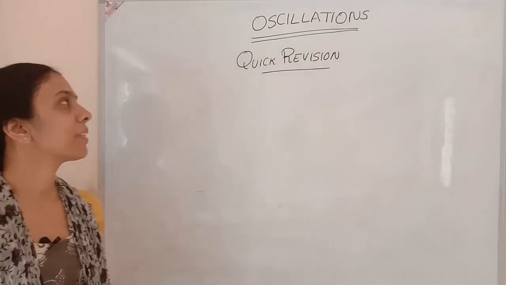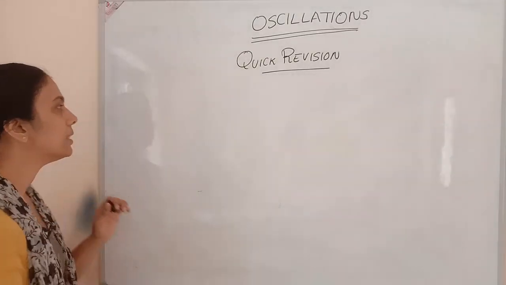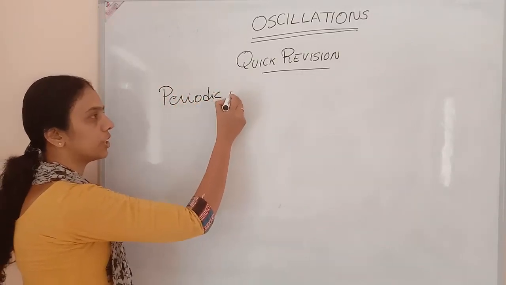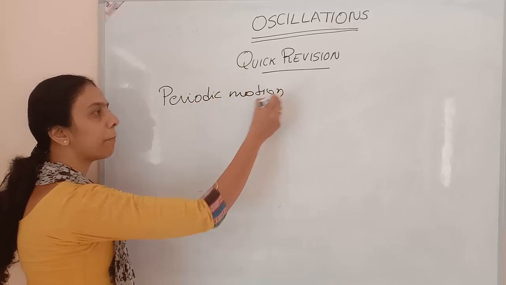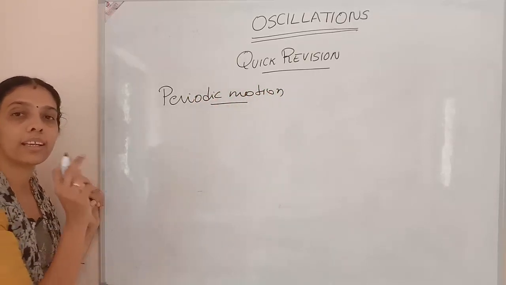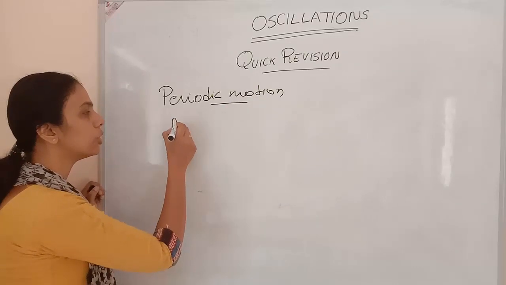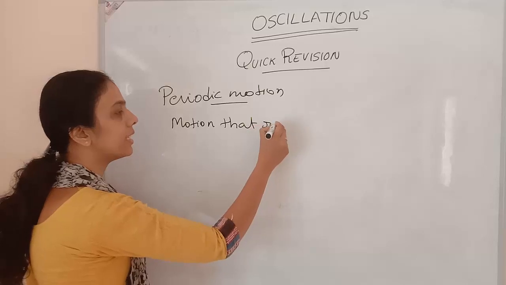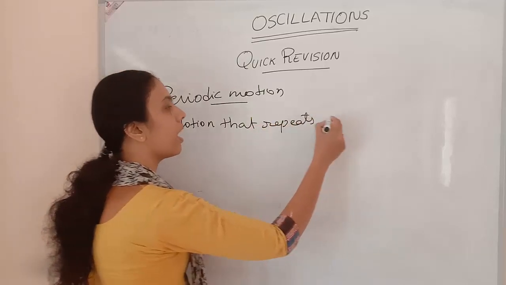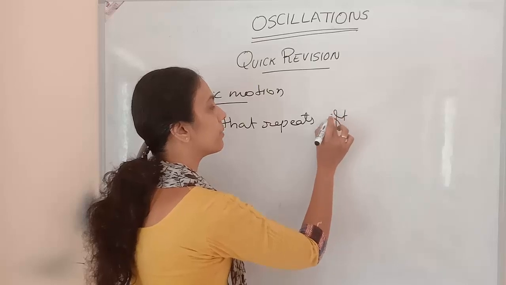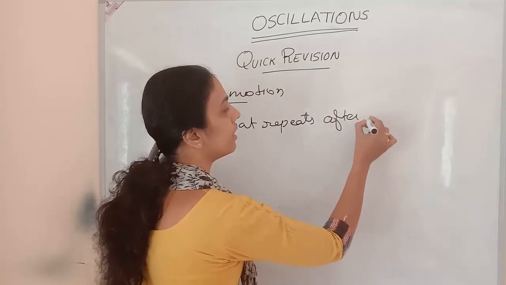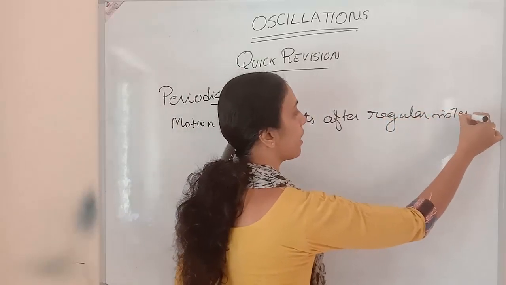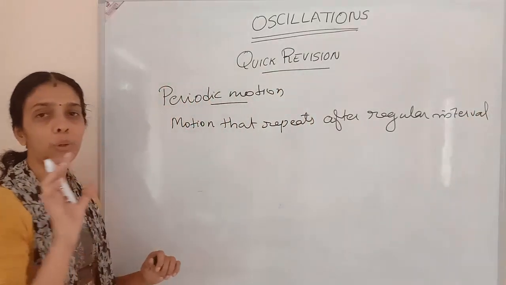So shall we continue? In oscillations, first we learned about periodic motion. What is meant by a periodic motion? Motion that repeats after a regular interval of time. That is called a periodic motion.